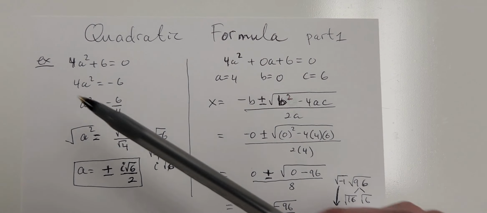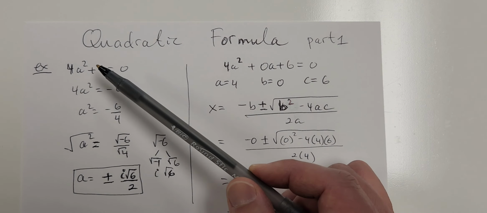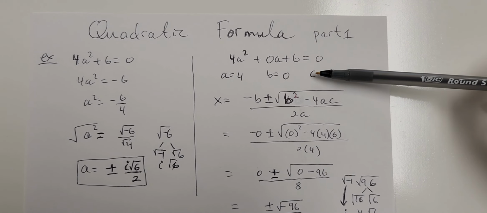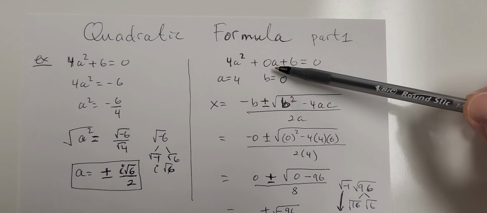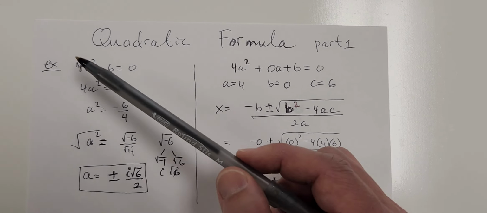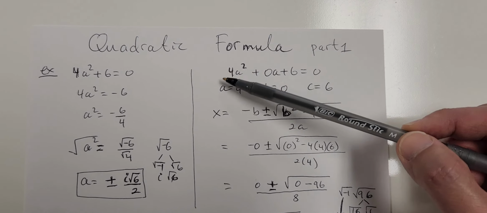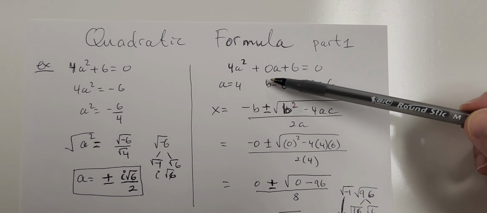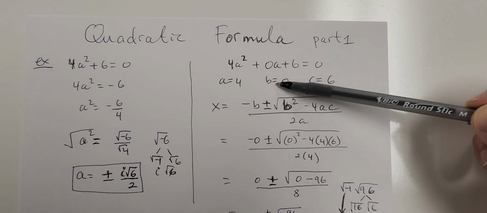One more time, the original problem has 4a squared plus 6. It only has the A term and the C term, but there is no B term, so I put in 0a to represent the B term.